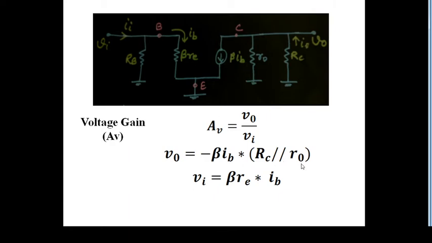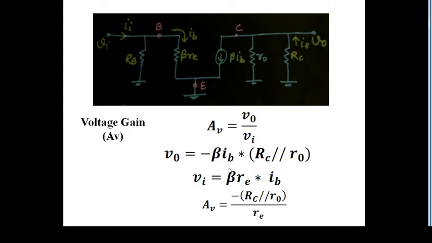Very simple. After that we know this V naught and Vi. When we divide V naught by Vi, beta and beta cancel and IB cancels. So it should be minus of RC parallel with R naught by RE. That's why there is a negative sign: when we give a sinusoidal input signal, there is a 180-degree phase shift in the output. So this one is clear, this one is very simple.